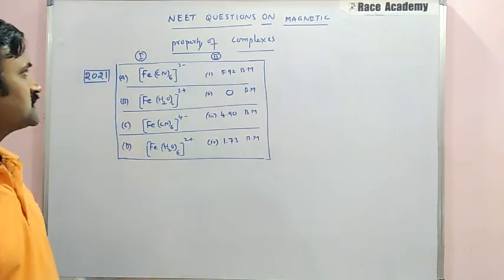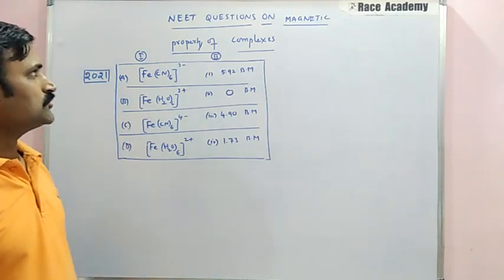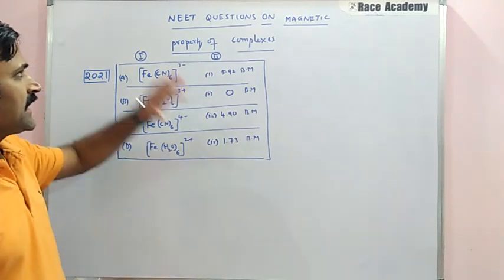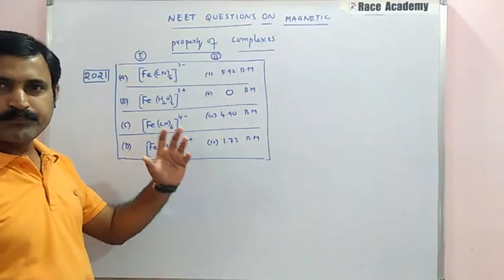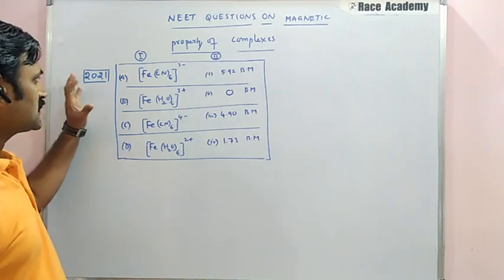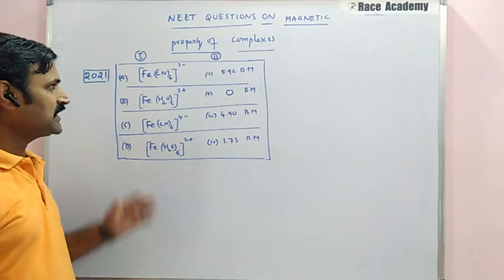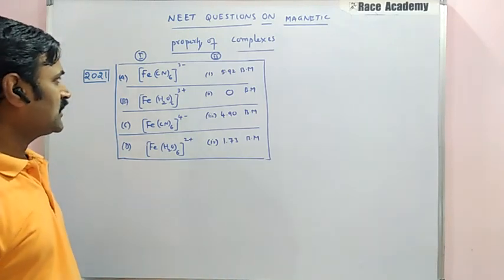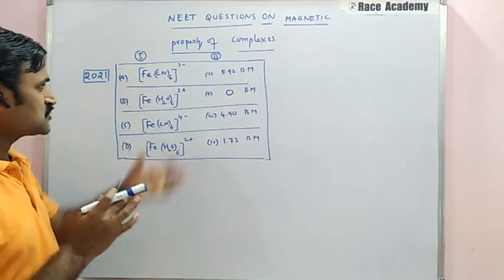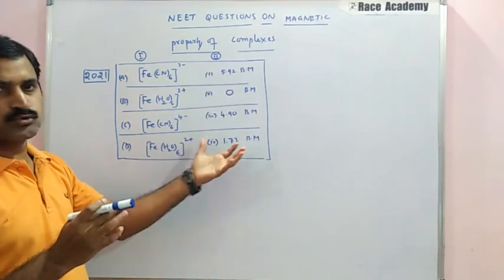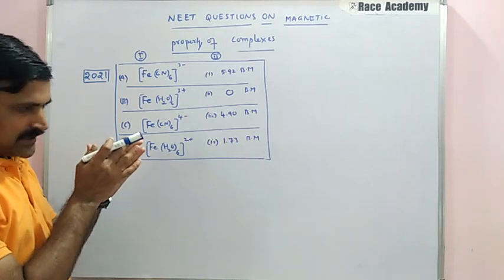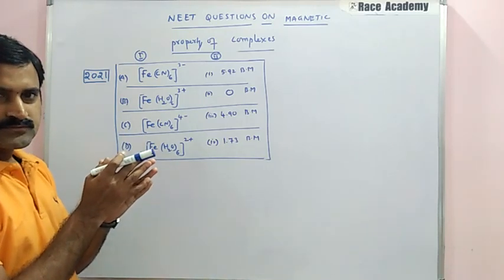Hi, hello dear students. In this video, we are going to see a NEET exam question on the magnetic property of complex compounds. Suppose you take this one question which was asked in 2021. They have given a tabular column, that means two columns, list 1 and list 2. There are two lists they have provided to us, and they are asking us to correctly choose the list.